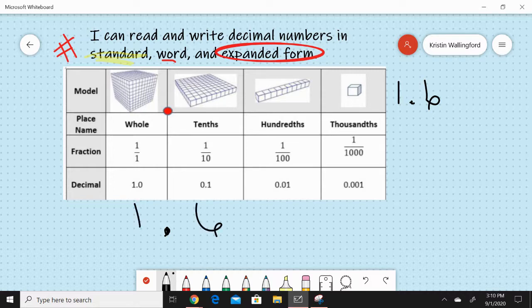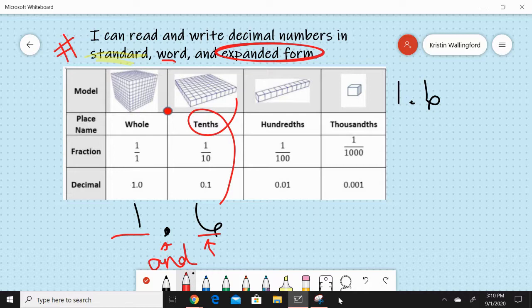The first thing that you do is you're going to read this side, 1. Then the decimal stands for and. You always say and at the decimal. Then you read this side, 6. But you're not finished. It has to end with tenths. So whatever the digit is in, that will be your last number.